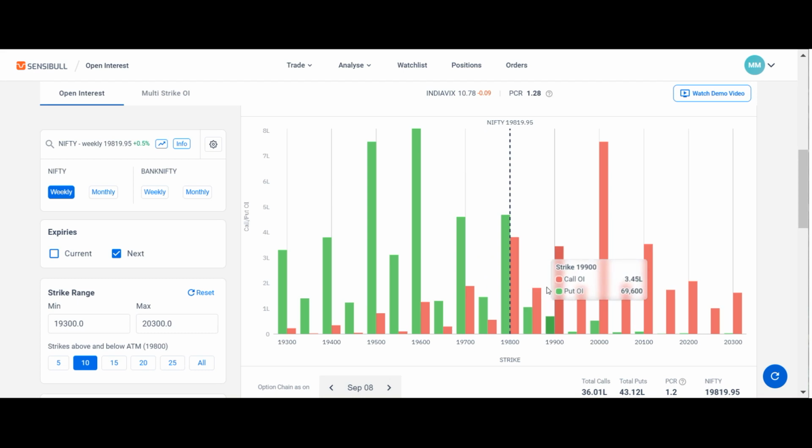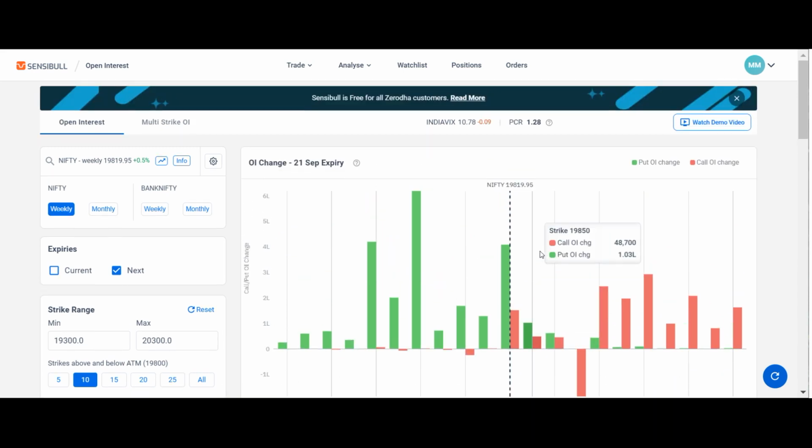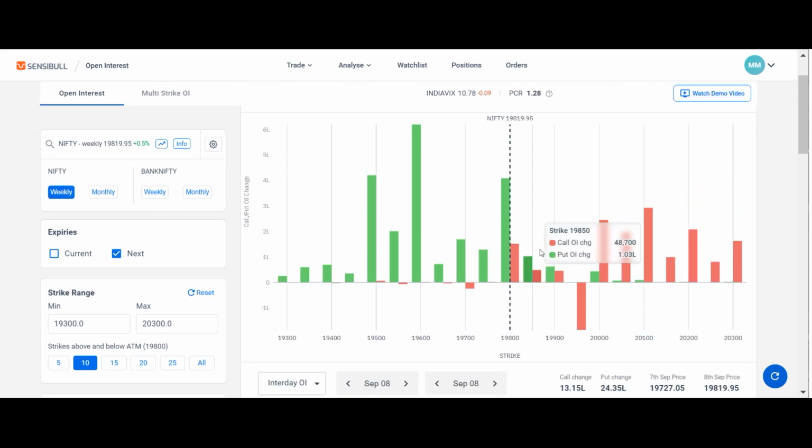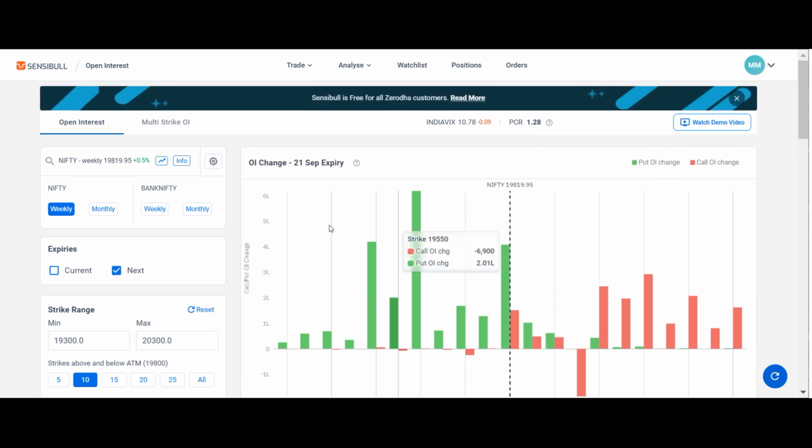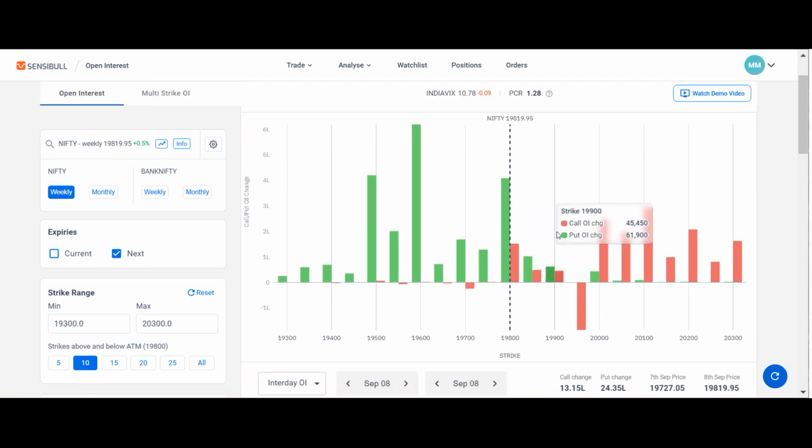Now this is one part of it. This is closed data, right? These are the positions which are already built in, right? So what we will also do is try to analyze what is happening, where the call writers or put writers have added positions, right? So what is the change in OI? Now if you look at it, this is the OI chain for the 21st September expiry, right? So this is what these guys have built in.